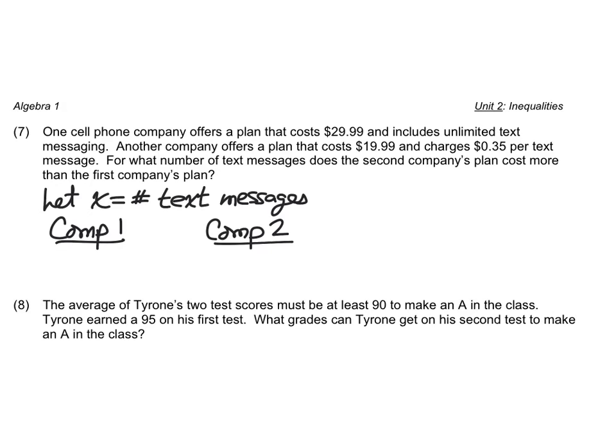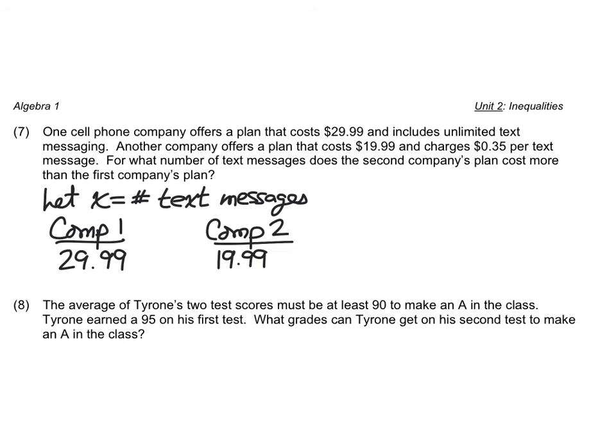So, $29.99 plus unlimited text messages. Okay, so company one is good. Let me just actually replace that. $29.99. All right. And so that's all there is to company one. Company two is $19.99, which seems cheaper.